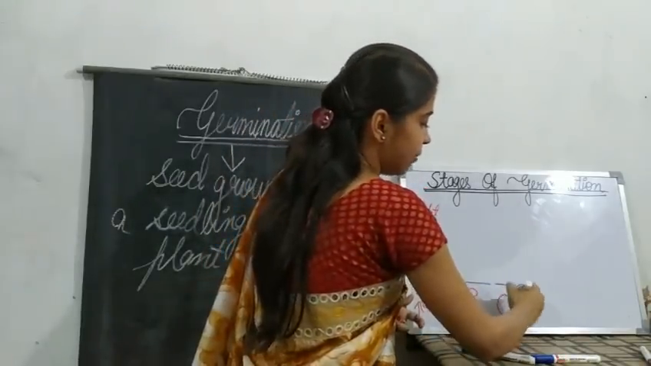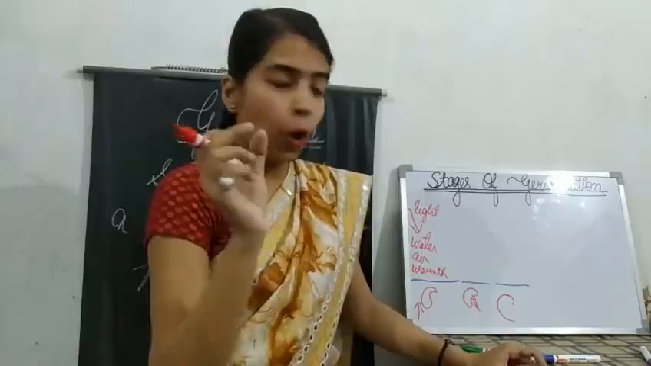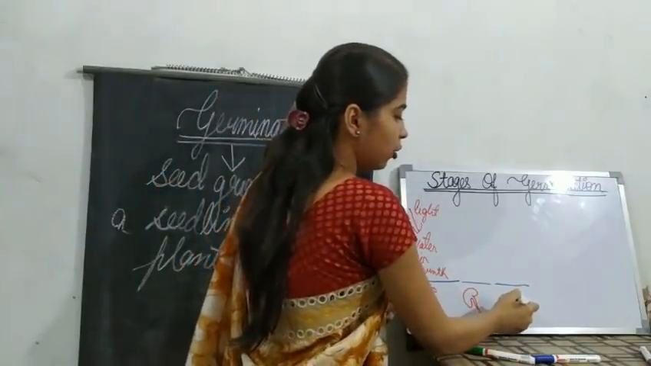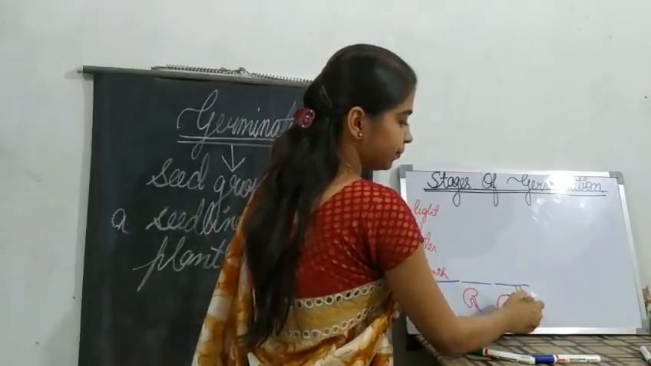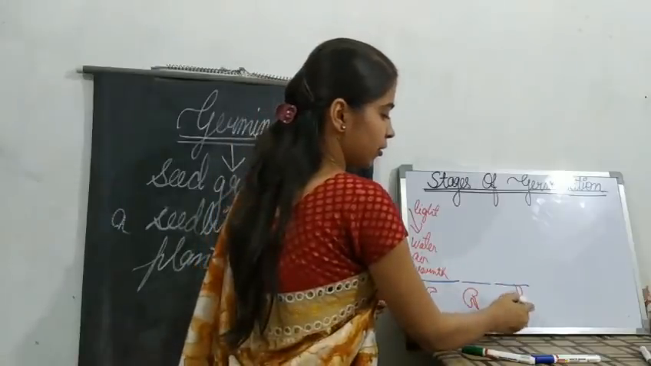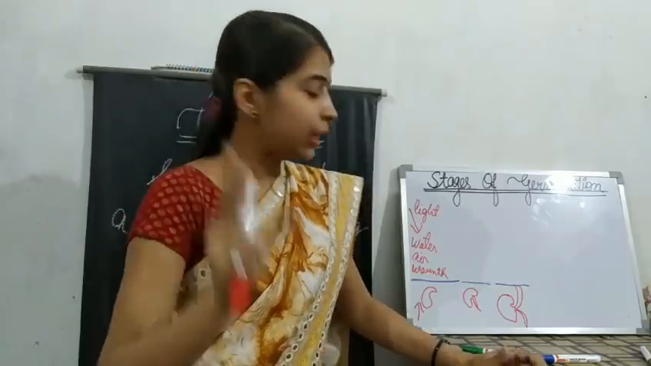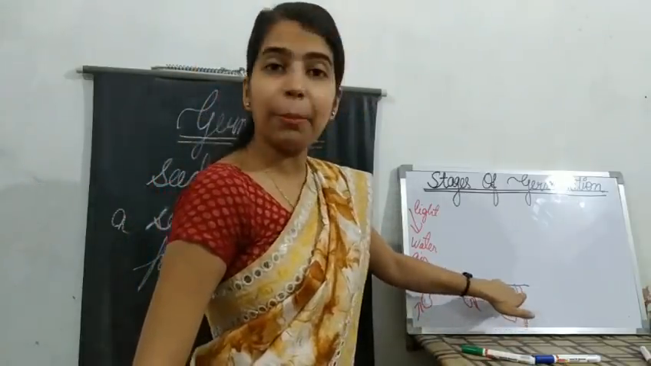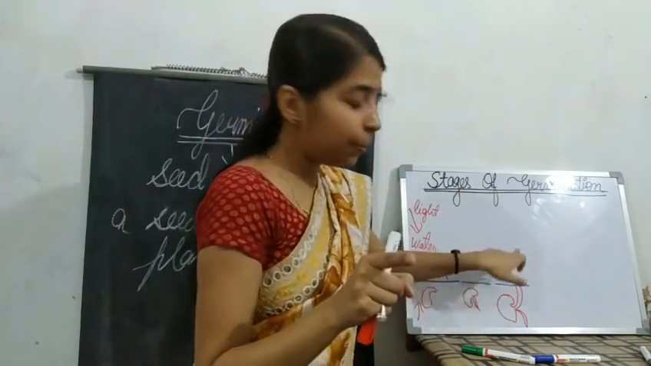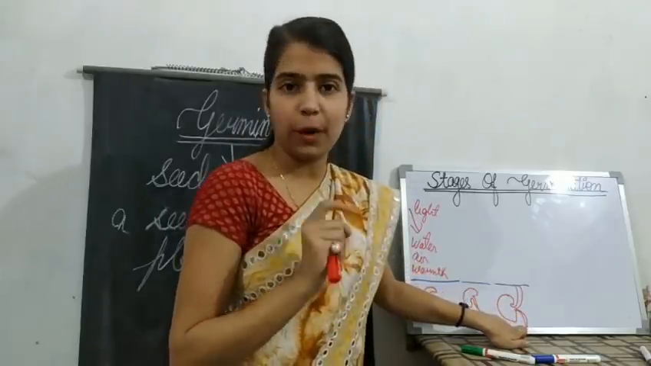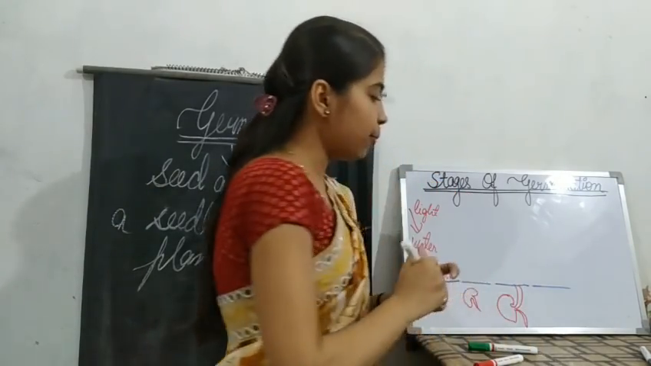In the next step, the seed coat will burst. It will open up, and now this seedling will divide into two portions. The seed coat, the outer covering of the seed, will burst and open up, and the seedling will start coming out and divide into two portions. One portion will start growing up and the next portion will start growing down. Clear? Now, in your next step, what will happen?